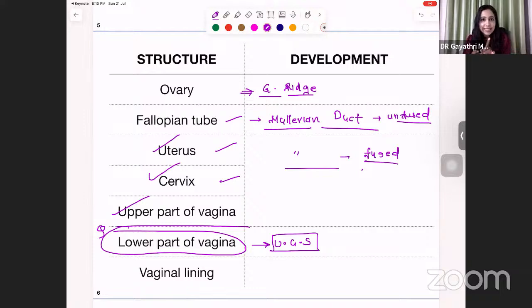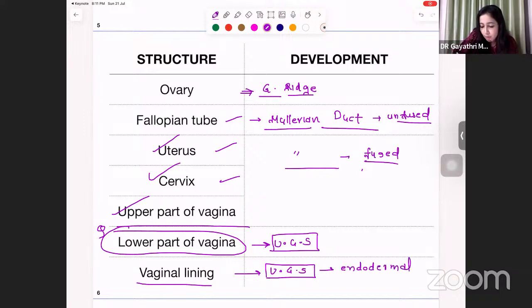But the vaginal lining is derived from just one part, and that part is the urogenital sinus. So the vaginal lining is basically arising from the urogenital sinus, and it is basically from the endodermal cells of the urogenital sinus.